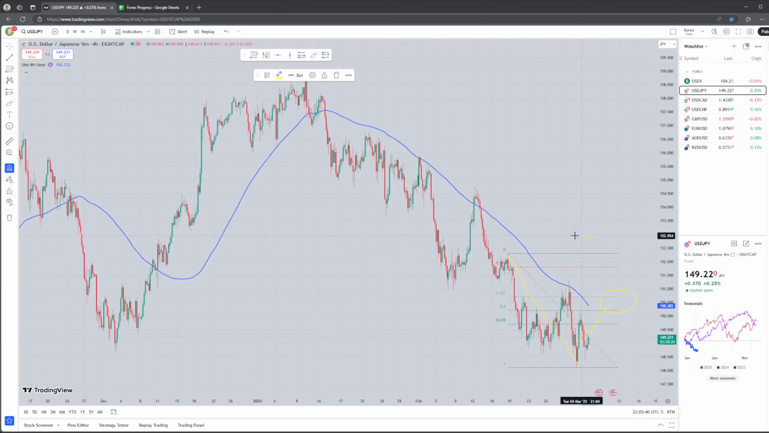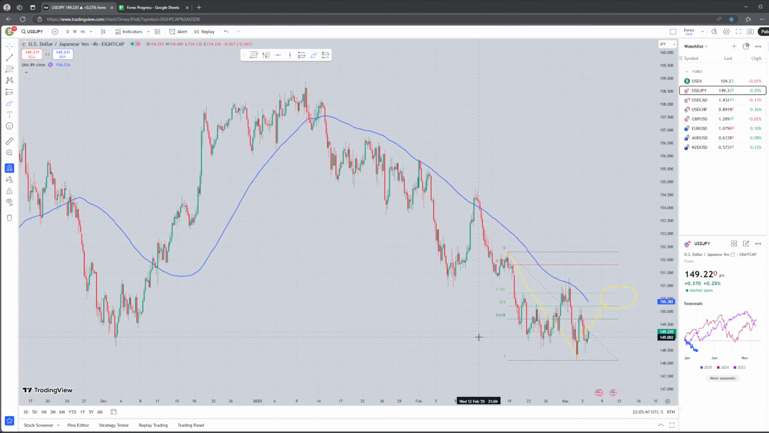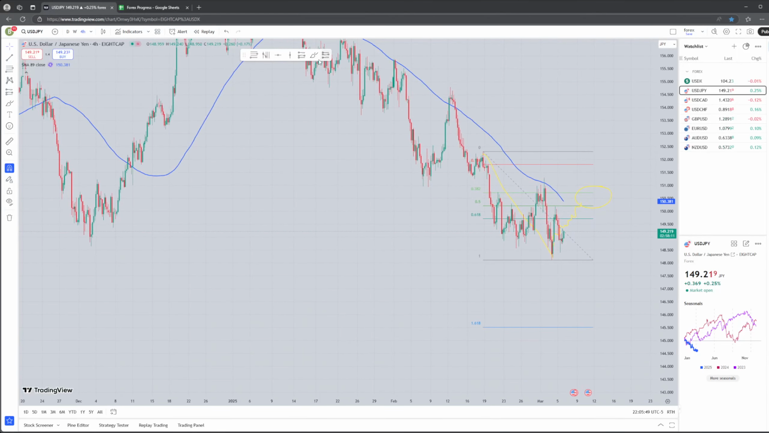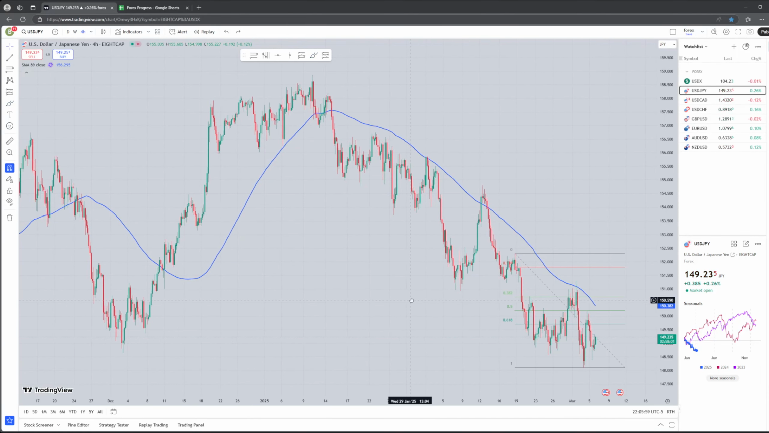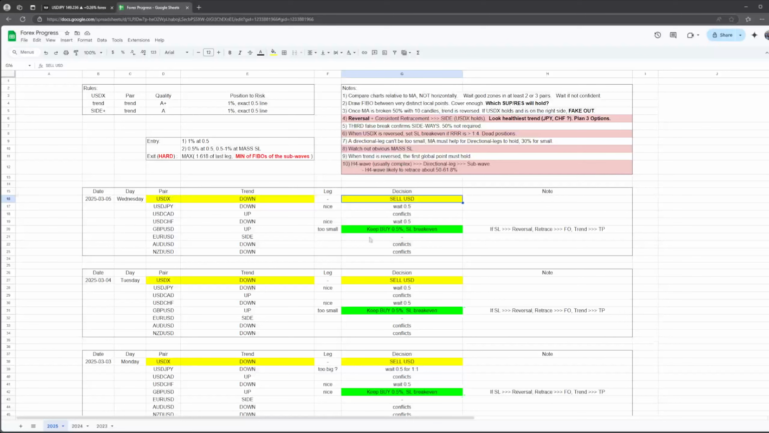If that is the case, I'm going to set my stop loss above the local maximum here, and I'm going to set my take profit at the Fibonacci extension 1.618 down here, and your risk and reward ratio would be about 1 to 3. Okay, let's write it down. USD Japan Yen trend is down, which is compatible with the USD index story. Leg size is nice, and our decision is to wait for at least the 50% retracement.